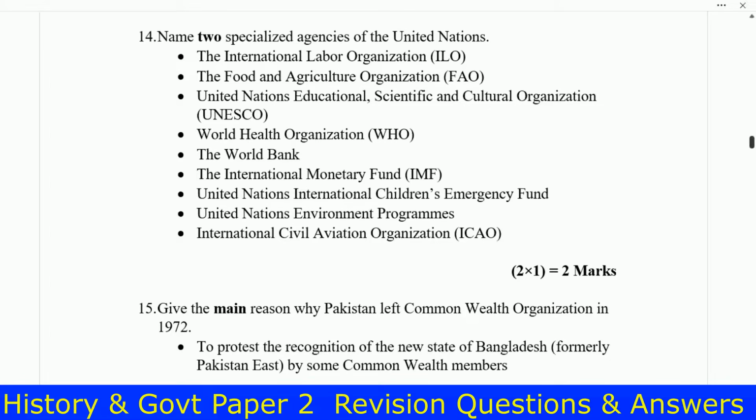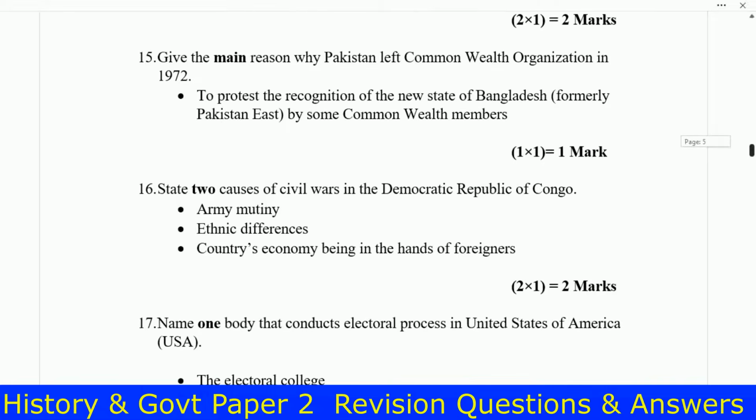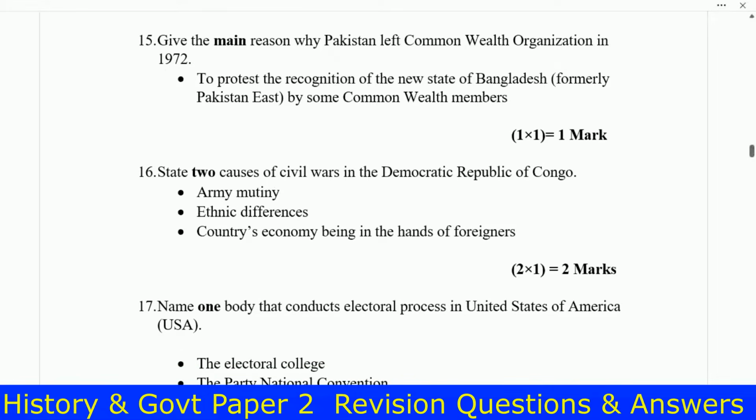Next, United Nations International Children's Emergency Fund. Next, United Nations Environment Programme. Next, International Civil Aviation Organization. Number 15, give the main reason why Pakistan left the Commonwealth Organization in 1972: to protest the recognition of the new state of Bangladesh, formerly Pakistan, by some Commonwealth members.